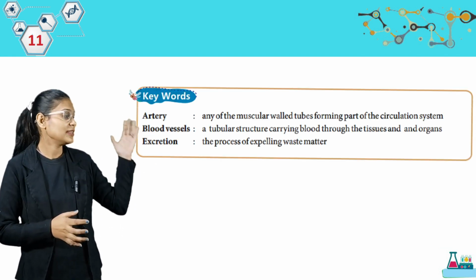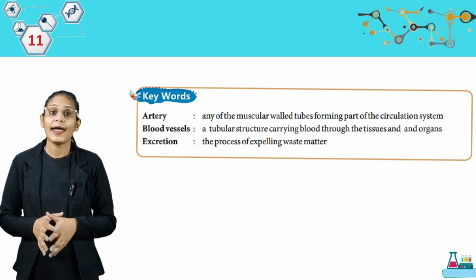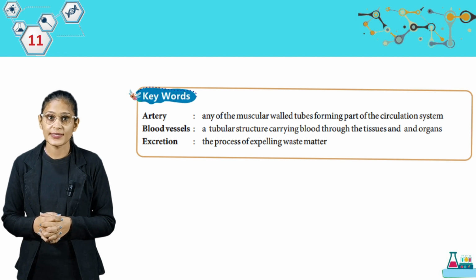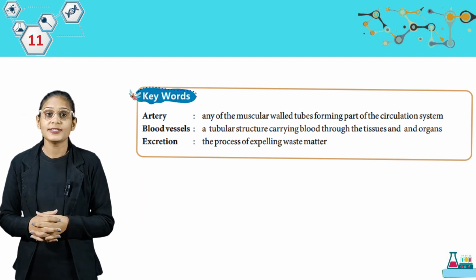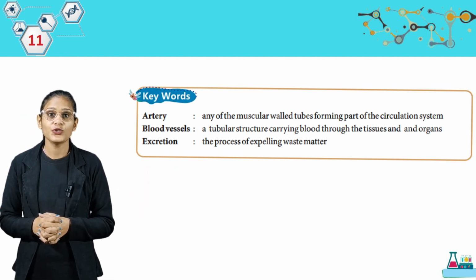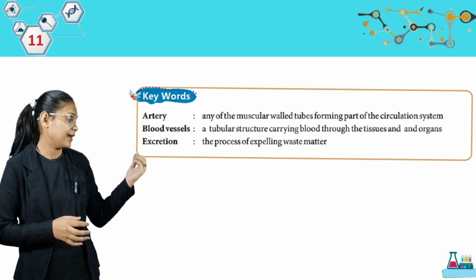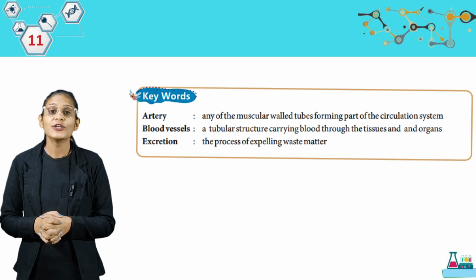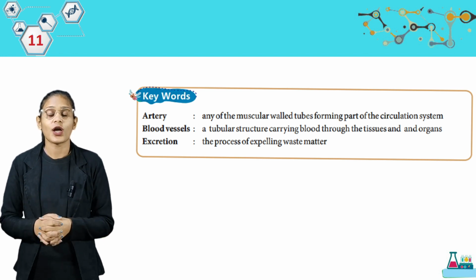Here we have some keywords. Artery: any of the muscular-walled tubes forming part of the circulatory system. Blood vessels: a tubular structure carrying the blood through the tissues and organs. Excretion: the process of expelling waste matter. So students, these are some keywords of this chapter.